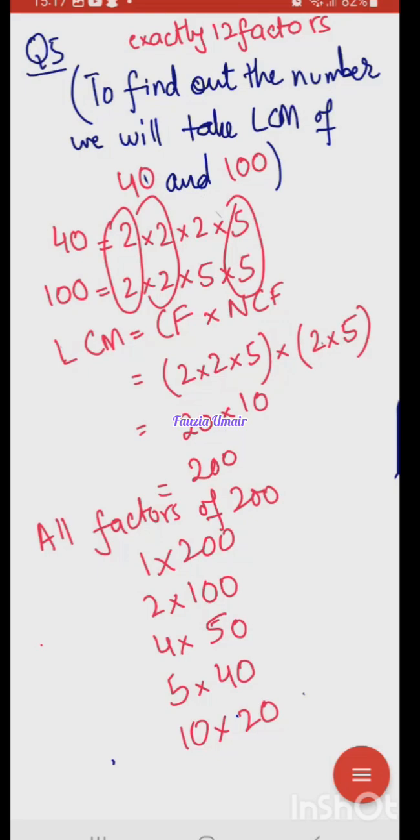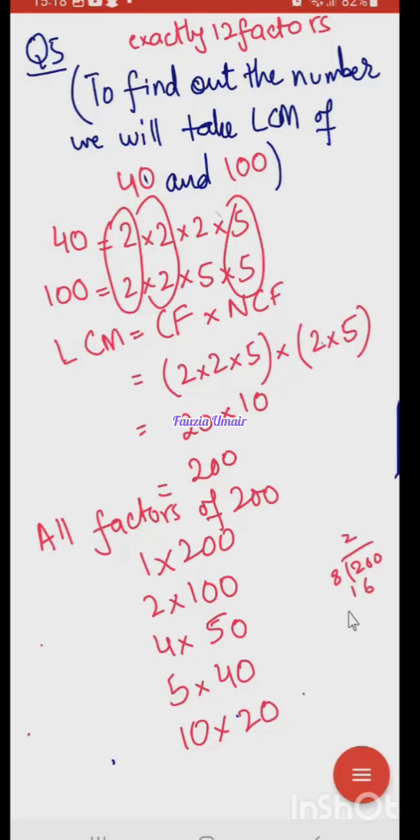What about 12? Is it divisible by 12? No, ma'am. No. What about 8? 8 से divisible है? Is 200 divisible by 8?